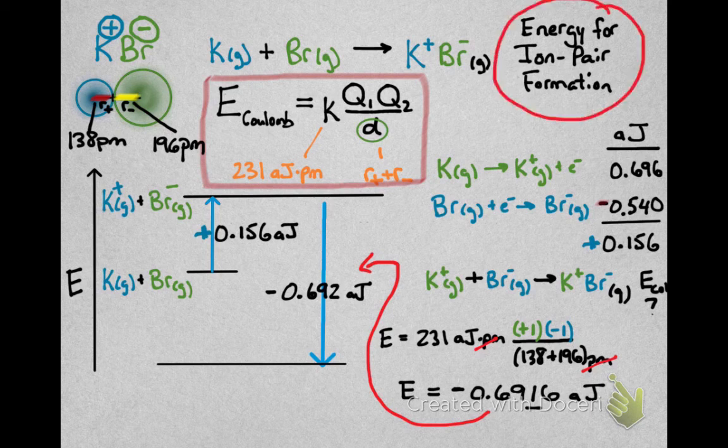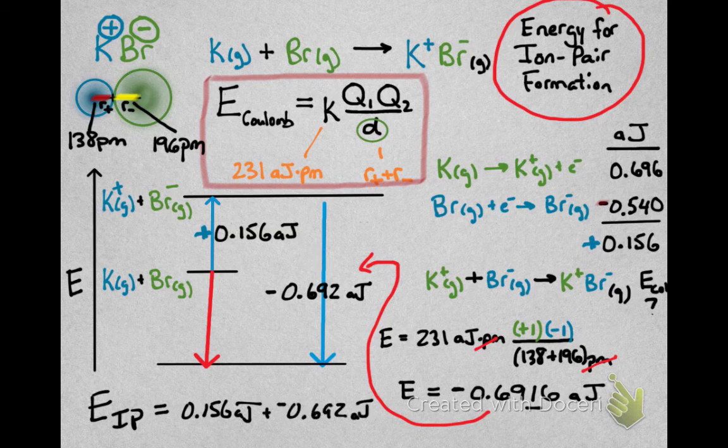The last step then is to sum these to get the energy for the ion pair formation from the elements. In other words, the energy for this reaction, which is what we were looking for. And that is represented by the red arrow going down. And I'm simply going to add the energy required to ionize, 0.156, and then the energy of attraction between those ions, to get negative 0.536 attojoules. And that is the energy for the reaction shown here.